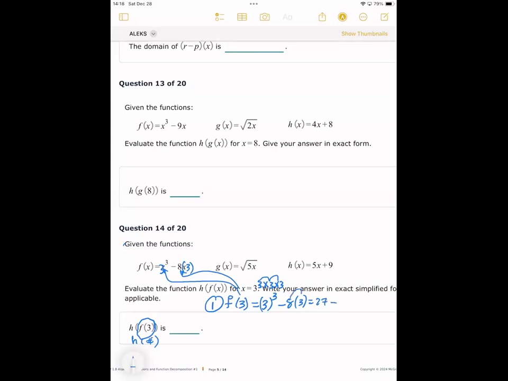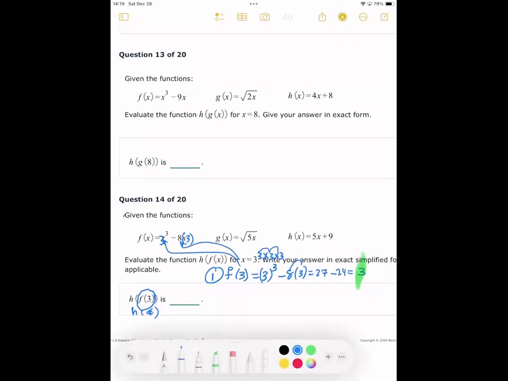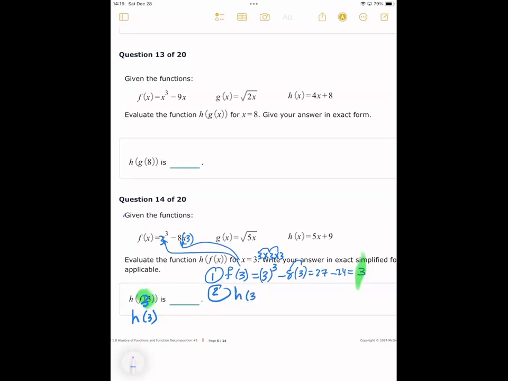8 times 3 is 24. 27 take away 24 is 3. So you found the number 3. Next we are going to find, see, f of 3 now has become, this is 3 now, so we want to find h of 3. So step 2 is find h of 3.